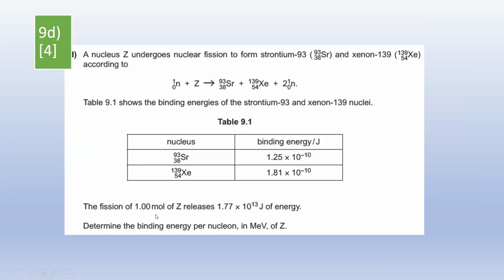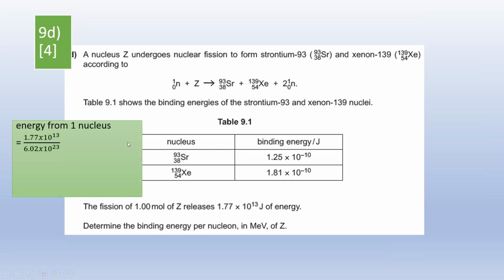The fission of 1 mole of Z releases 1.77 times 10 to the power 13 joule of energy. Determine the binding energy per nucleon in mega electron volt of Z. Right, for energy for one nucleus, this is the energy for 1 mole. So you divide by the number of nuclei in 1 mole, to get the energy per nucleus for this reaction.